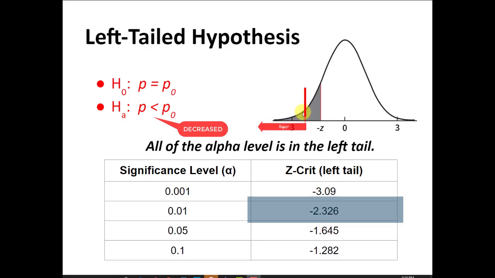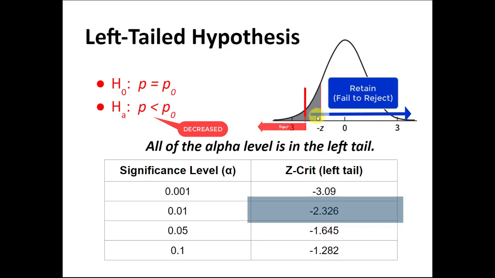So when you finish your study, if your obtained z-score for your study is less than negative 2.326, then you're going to reject. If it's more than that, then you're going to retain.